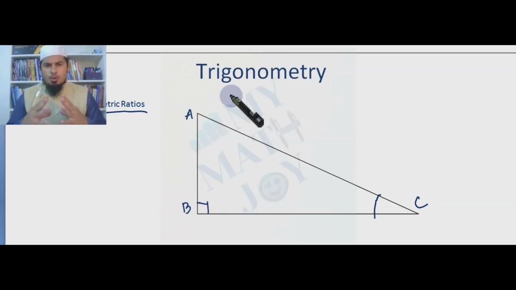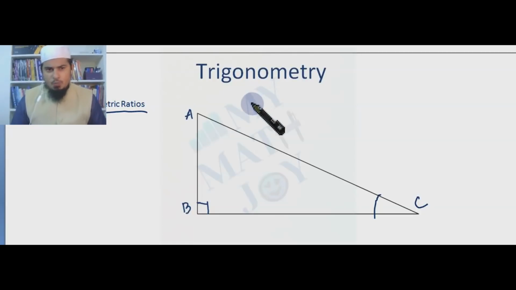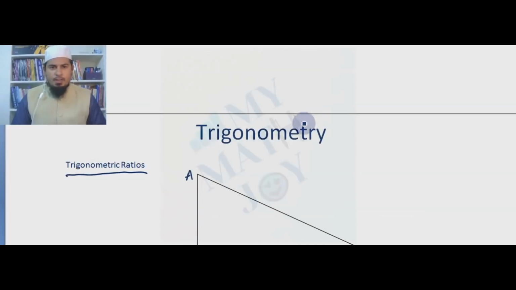So here, to understand what a right angle triangle is, what the sides are, and what different topics we are going to understand in trigonometry, we go line by line. The first topic of the trigonometry chapter is trigonometric ratios.